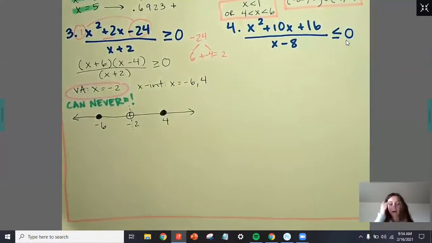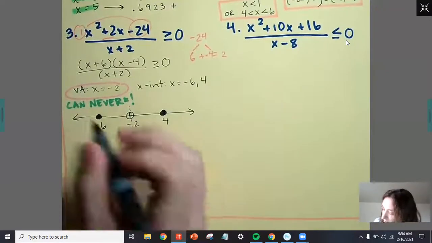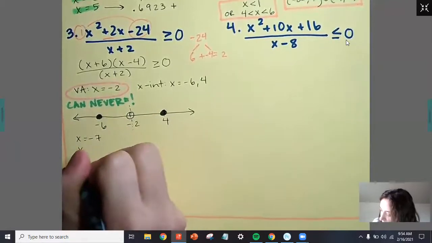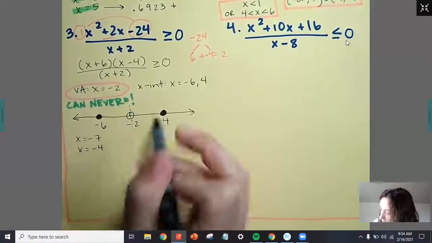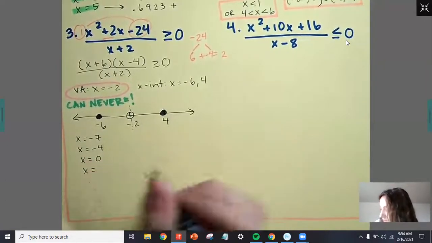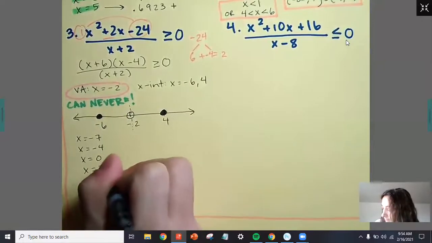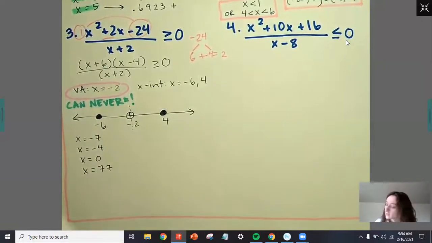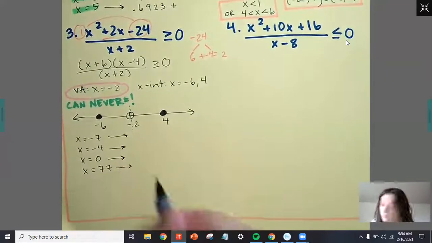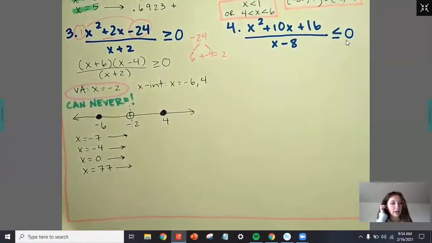Okay, now we can go through with our sign analysis. So I'm going to pick a point down in here, let's just say negative 7. Pick a point in here, let's just say negative 4. Pick a point there. I like to choose 0 if I have the option. And let's just pick a point over here, 77, because why not? So let's just see what we get over here. And we just want to know, is it a positive or is it a negative number? So I'm going to be plugging these points in for x.